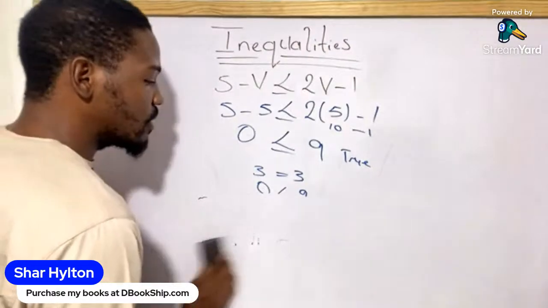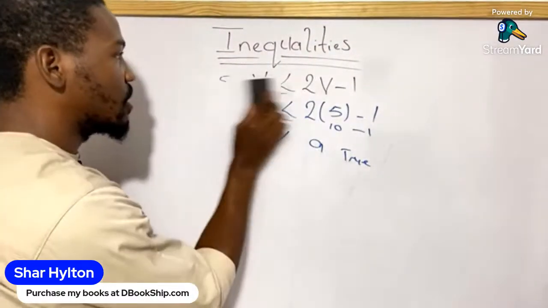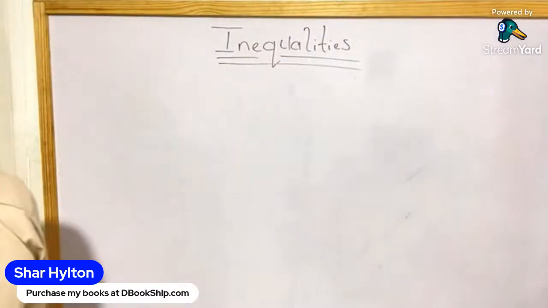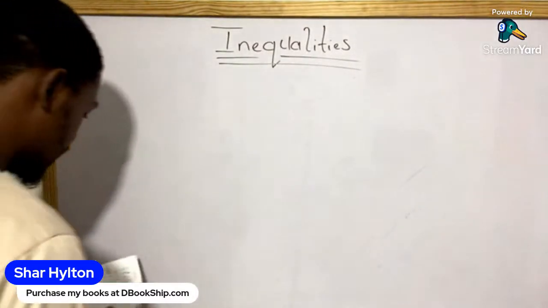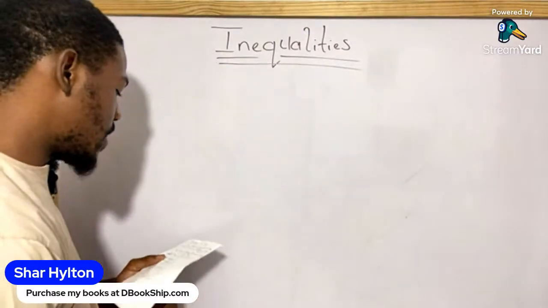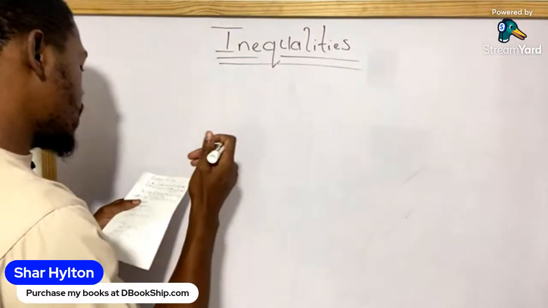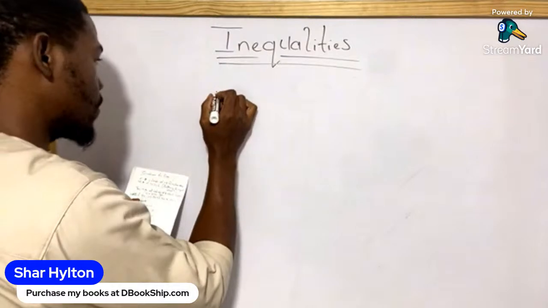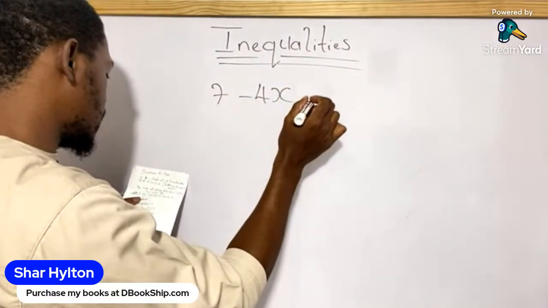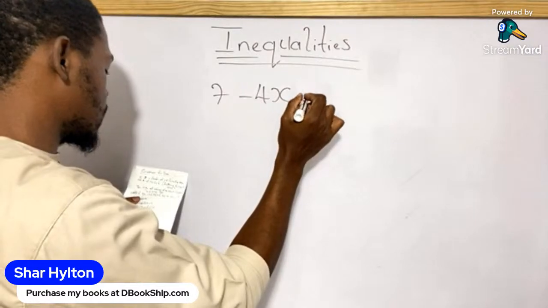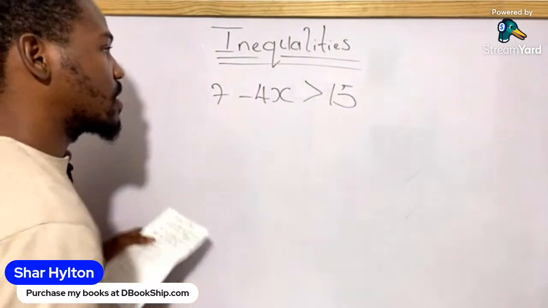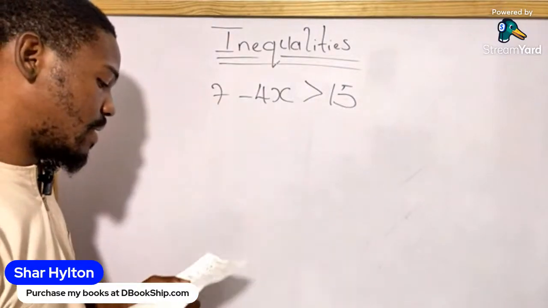All right, we're going to move on to something a little bit interesting from here. We're going to look at something that is to be noted carefully when you're working out inequalities. All right, so I have this question that I just put on the board. 7 minus 4x is greater than 50. So that's what I have right there.